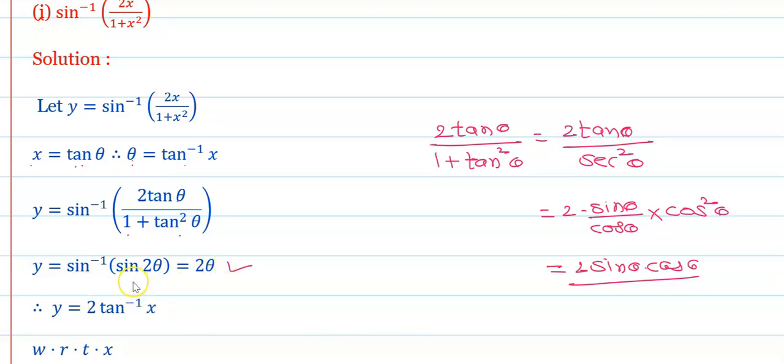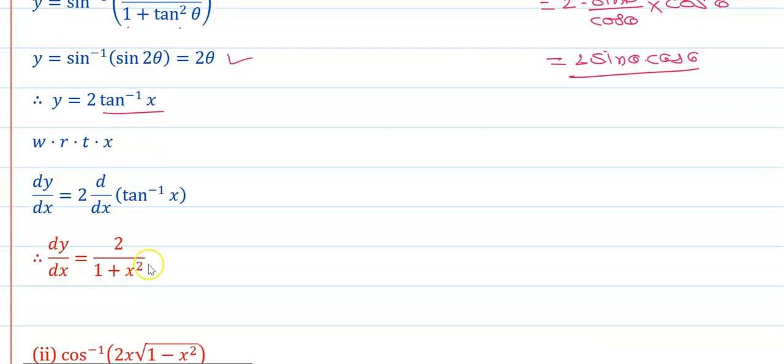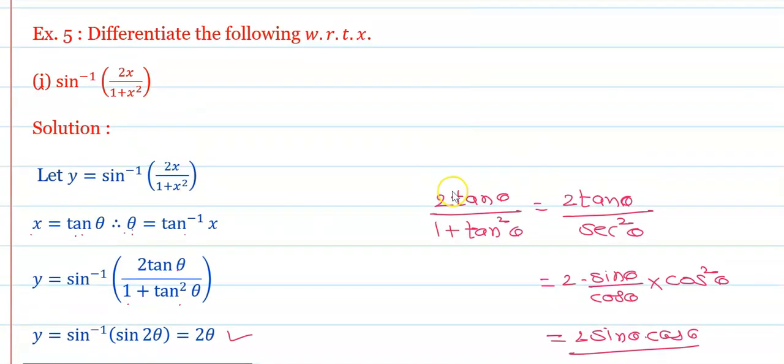Sin inverse of sin of 2 times theta is 2 theta. But what about this theta? Theta is tan inverse of x. This is important. Now differentiate this with respect to x. Then you will get dy by dx is equal to 2 times the derivative of tan inverse of x, that is 1 upon 1 plus x square. 2 into 1, that is 2 upon 1 plus x square. See this.